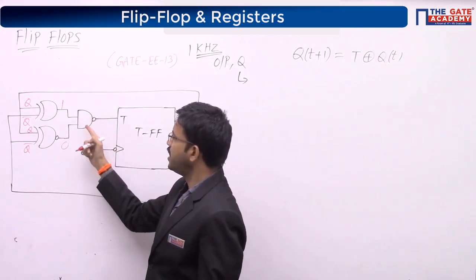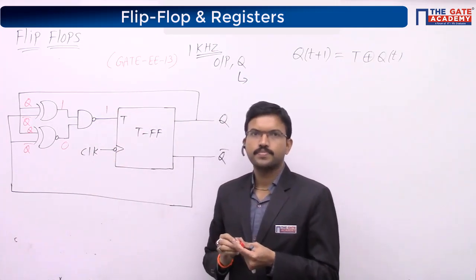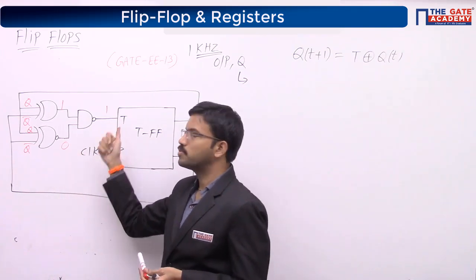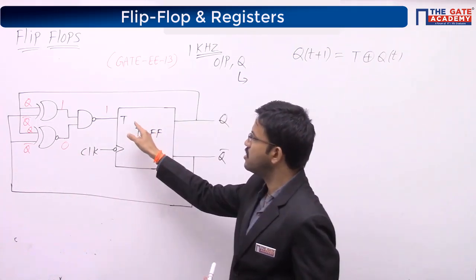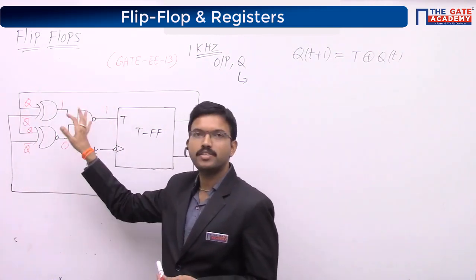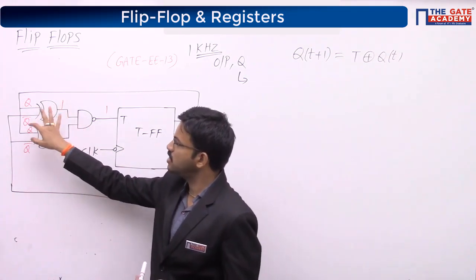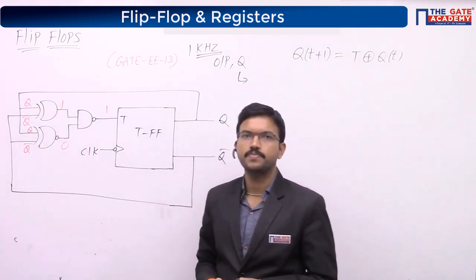Here, NAND gate, one of the inputs is 0, so the output is 1. If at least one of the inputs is 0, the output is 1. That means the T value is 1. It may look like you have a very big circuit, difficult to get the expression for T, but just look at the inputs. What are the inputs he has connected?